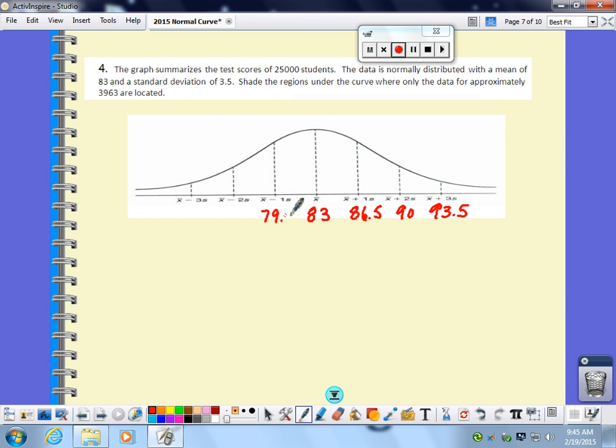And then subtract 3.5. Okay, take a moment, make sure you got your scale. Mean always goes in the middle, and your scale is your standard deviation.